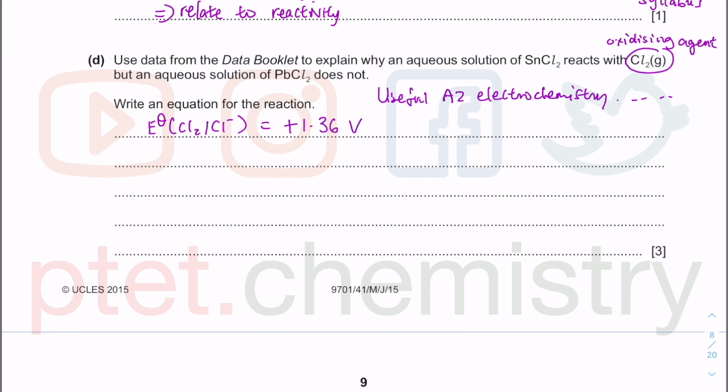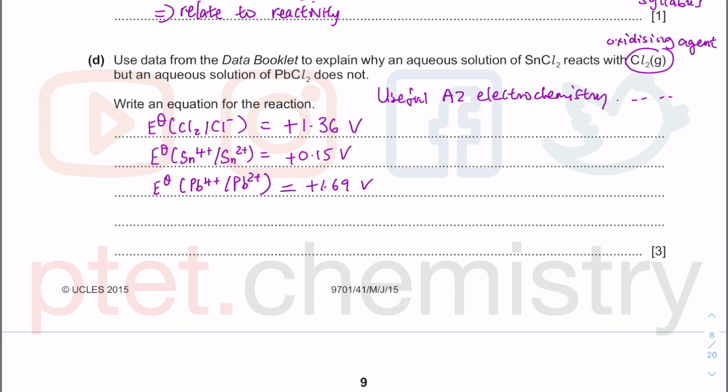And then you are trying to use this as an oxidizing agent, so you're oxidizing the Sn2 plus to Sn4 plus. So we're looking at the Sn4 plus on the left hand side, because everything in the data booklet, the E0 value shows you reduction potential. So we have E0 of Sn4 plus and Sn2 plus, and that gives me plus 0.15 volt, whereas the E0 of Pb4 plus and Pb2 plus gives me plus 1.69 volt.